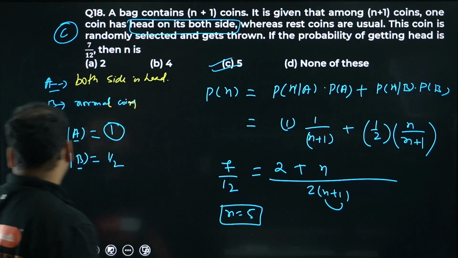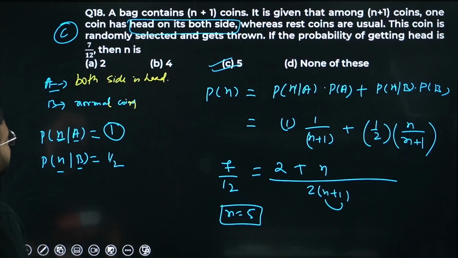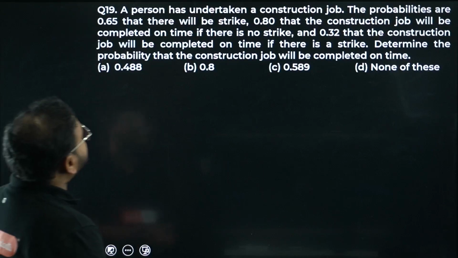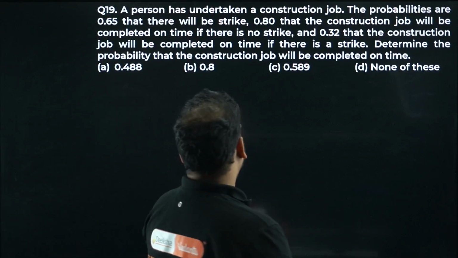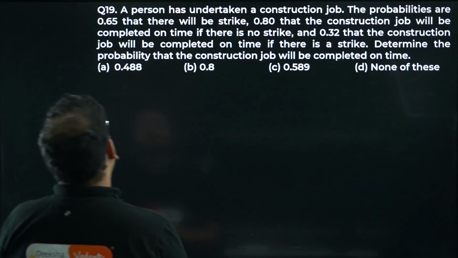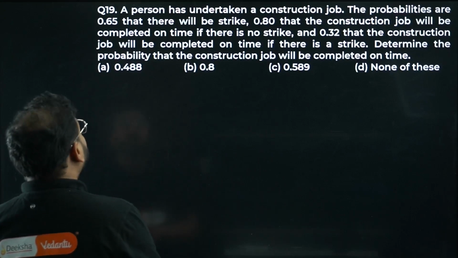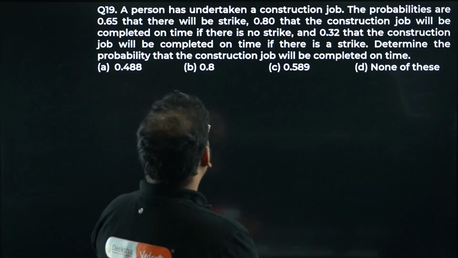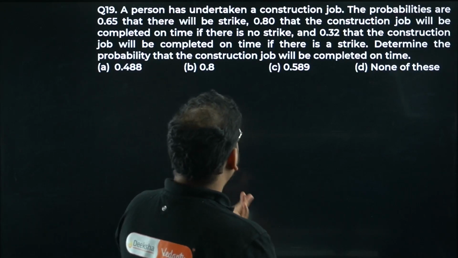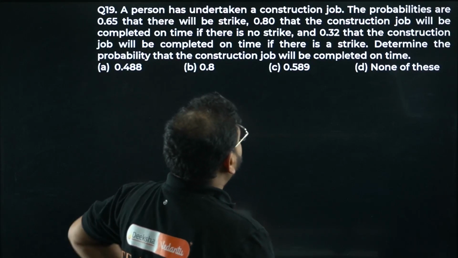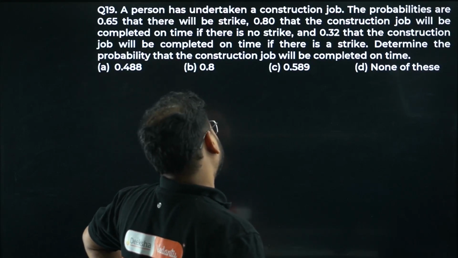Question number 19. I hope this is clear, right? Yeah, 19 now. Have a look. A person has undertaken a construction job. The probabilities are 0.65 that there will be a strike, and 0.80 that the construction job will be completed on time if there is no strike.